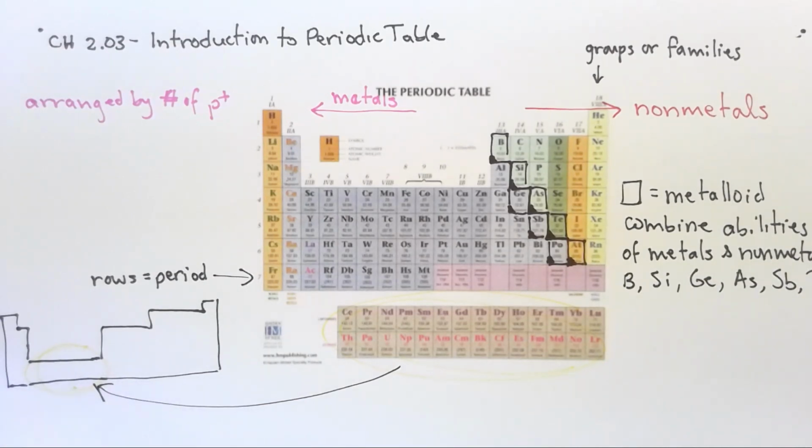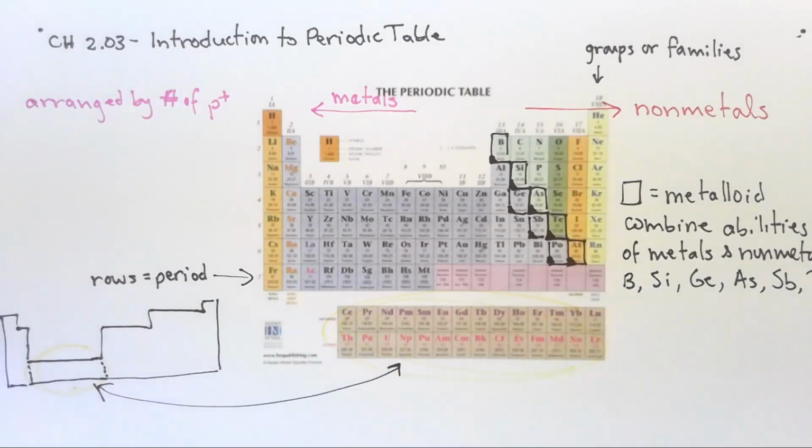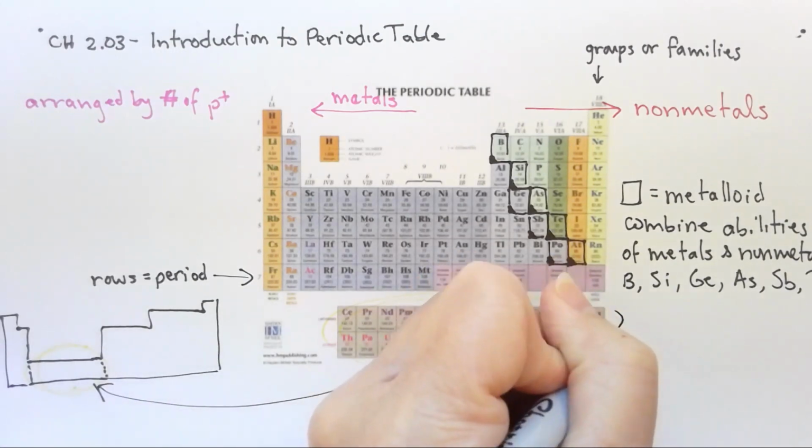This is really difficult to fit on a single page. And so what most tables will do is they will cut here, and they'll cut here, and they'll swing it out and put it underneath the rest of the table. So these are, in fact, to the left of that metalloid line, so these are considered to be metals too.